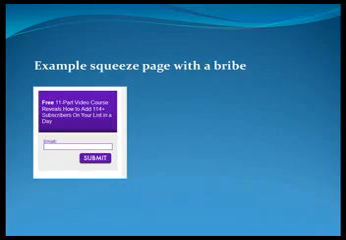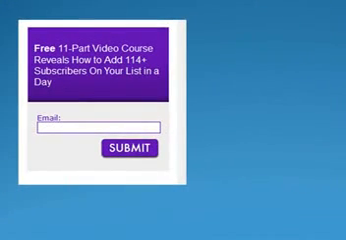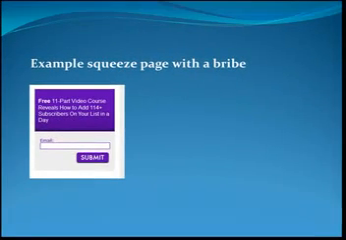So here's an example of a squeeze page with a bribe. You might have seen some of these when you're browsing websites. And this one's giving away a free 11-part video course. So it's got a headline there about the video course, and then just underneath it's got a box for the email address. Sometimes it might also have a box for the name, so they can enter their name there as well. And it's also got a submit button, so when they click that button they'll then be sent the free bribe, which is the video course.